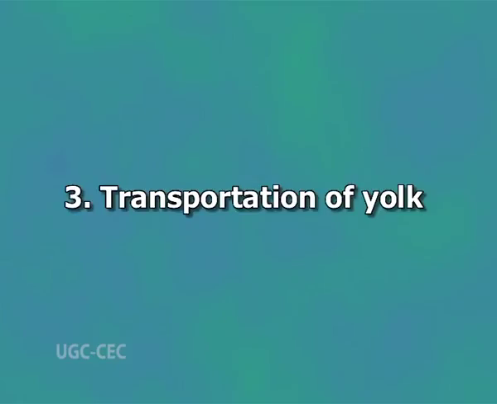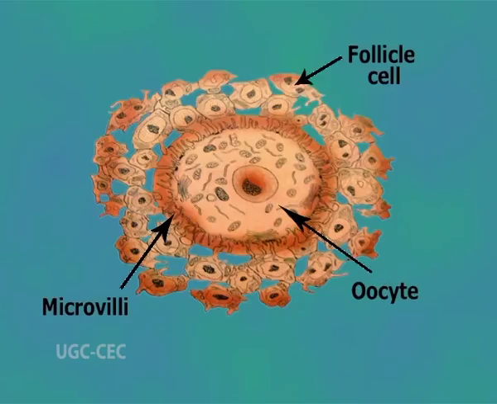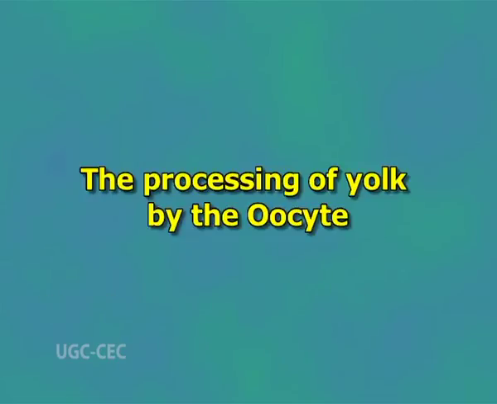Transportation of yolk. In the vertebrate liver, the yolk is synthesized in a soluble state. It is carried by the blood stream to the follicle cells present around the oocytes. The follicle cells deposit the yolk in the oocyte. The transport of yolk to the oocyte is facilitated by the development of finger-like structures called microvilli of oocyte and follicle cells.